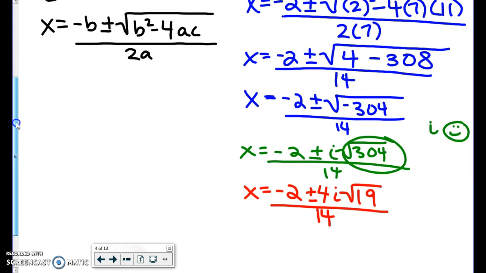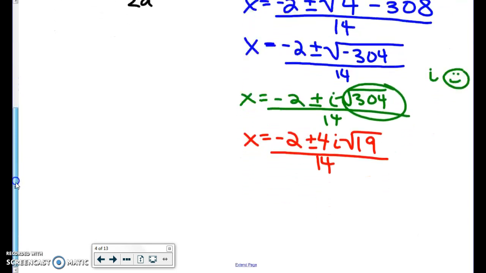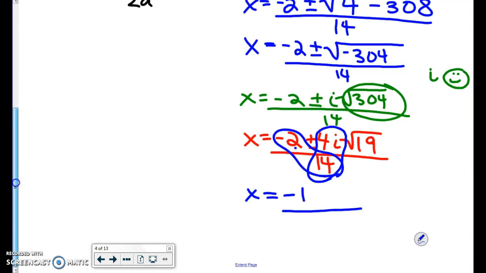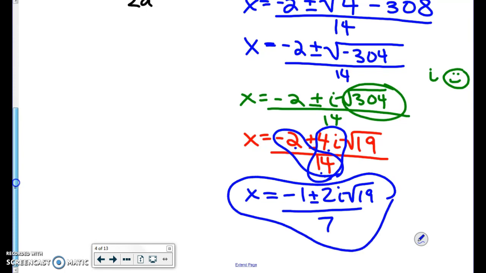Okay, now we are finally on the last step. And this is kind of a tricky one. So what I'm going to do is simplify these two bubbles that I've drawn. So I get x is equal to negative 2 divided by 14, which would give me negative 1 all over 7. And I've got my plus or minus, and then I've got 4i divided by 14, which if I simplify that out, I could divide them both by 2. So I would get 2i square root of 19, and I've got a 7 on the bottom. So we're good to go. You cannot simplify that any further.